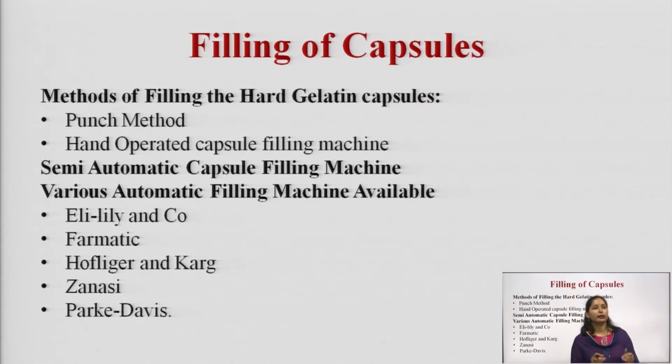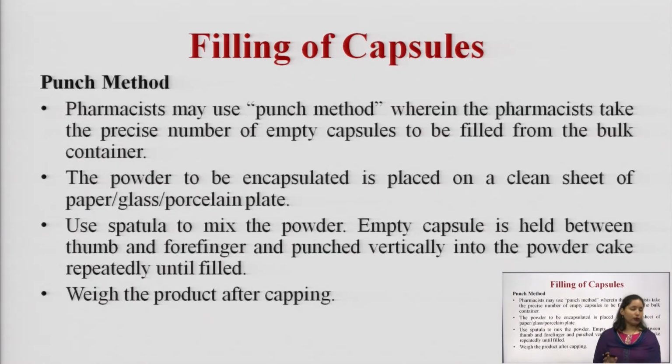So, hard gelatin capsules can be filled by the punch method, hand operated capsule filling machine, semi automatic capsule filling machine, and also now various automatic filling machines are available, such as Eli Lilly and Company, Pharmatech automatic filling machine, Hofliger and Karg automatic filling machine, Genesee automatic filling machine, Parke-Davis automatic filling machine. So, first we discuss the punch method.